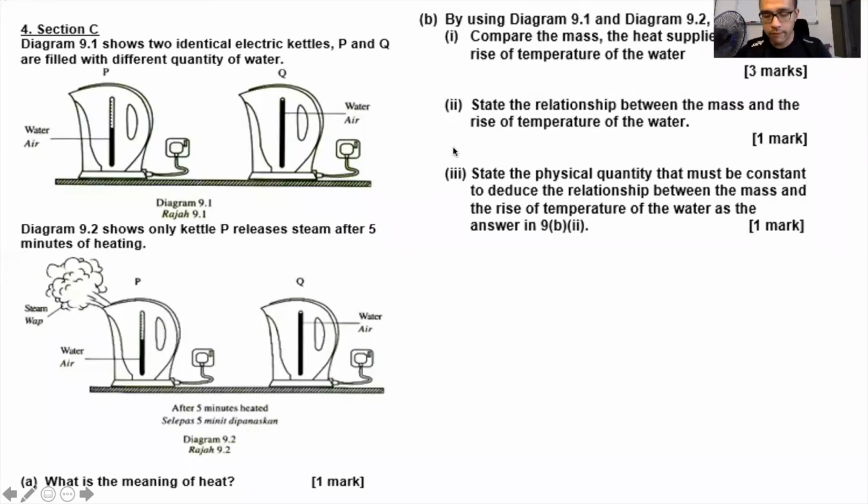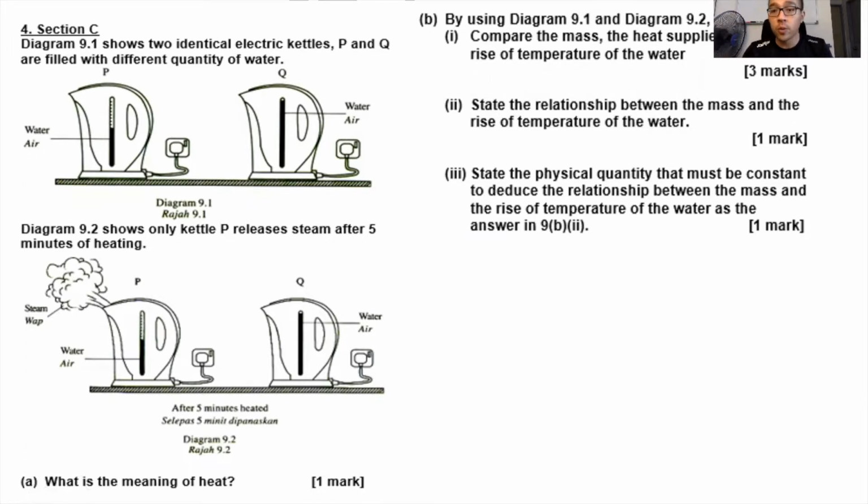Okay, so hi everyone. Today we're going to complete the last three questions that have to do with specific heat capacity. These are essay questions that are always asked in paper 2, either section B or section C. So let's get down to it now.